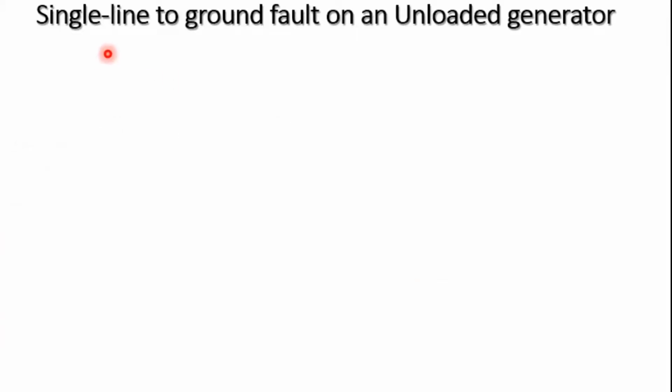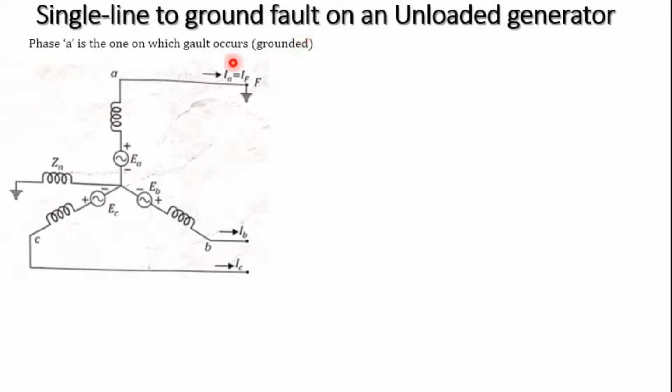Now let us understand the first fault in the case of the generator, that is single line to ground fault on an unloaded synchronous generator. Assume that phase A is the one where the fault occurs, meaning it is grounded.